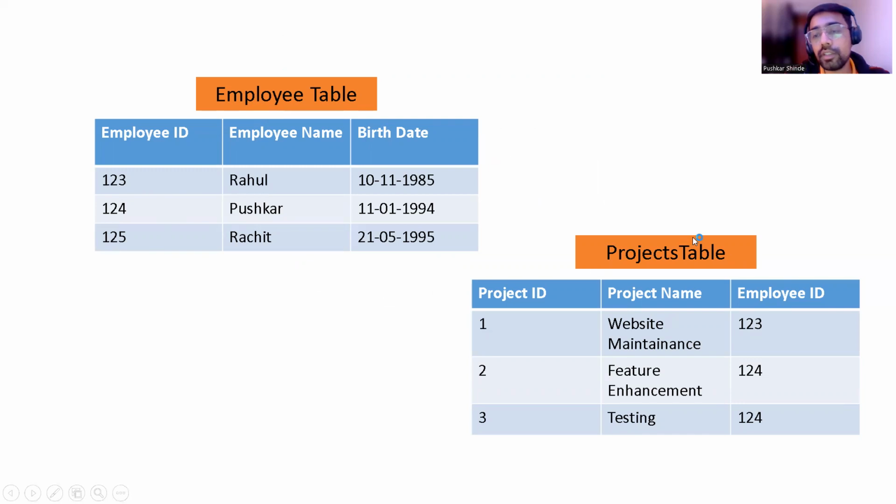Whereas set B is the employee ID from the project table. This is the employee ID column available in the project table. So set B will have values 123 and 124.